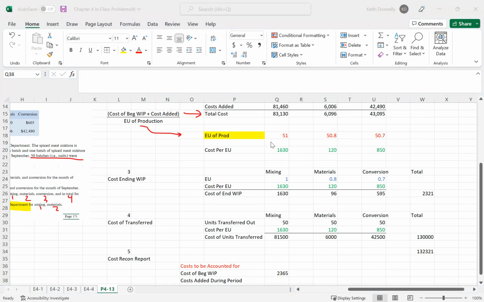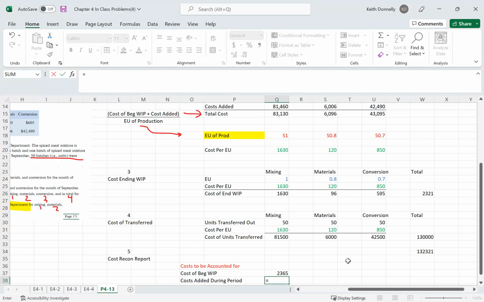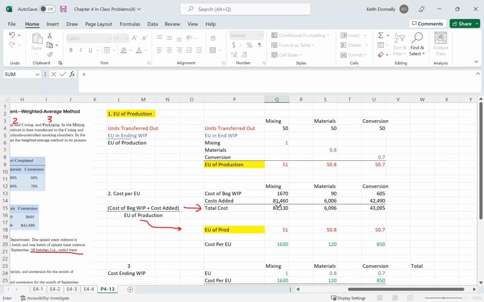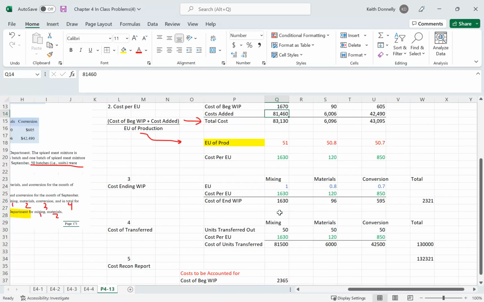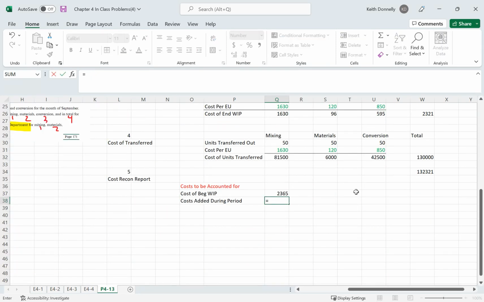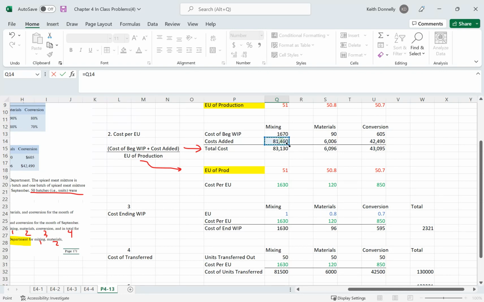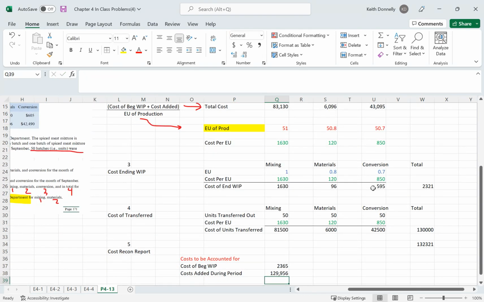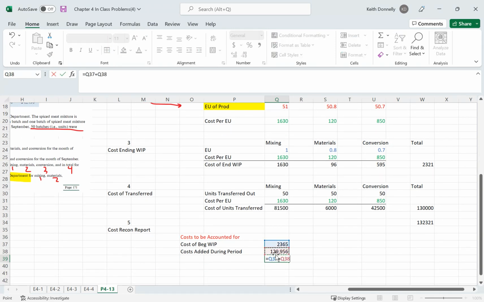Okay, and then our costs added from here. Let me just fix that. It's going to be the 81 plus the 606 plus the 42,490. We're looking at 129,956. Add these together, and we get 132,321.